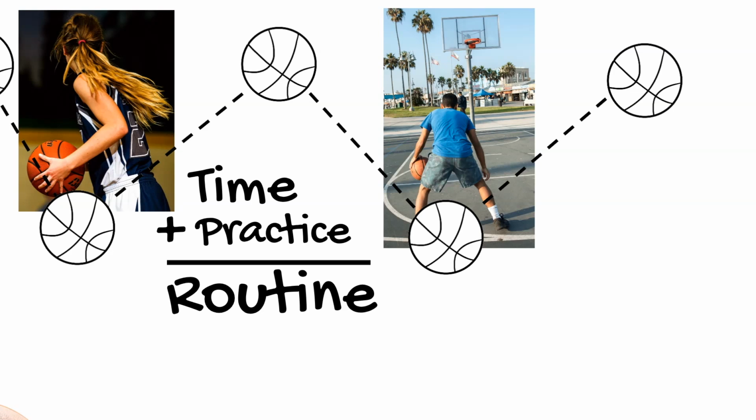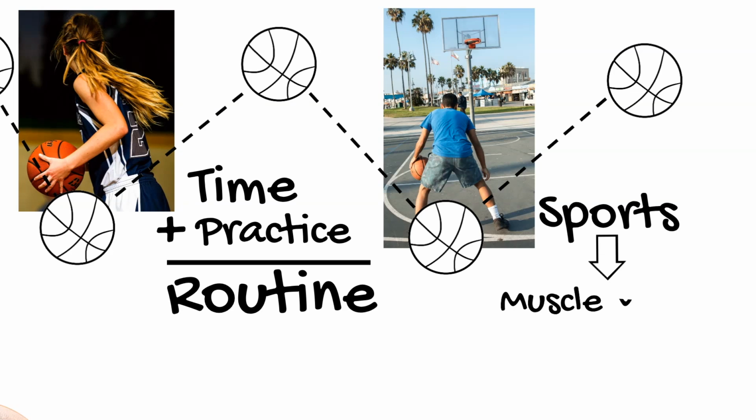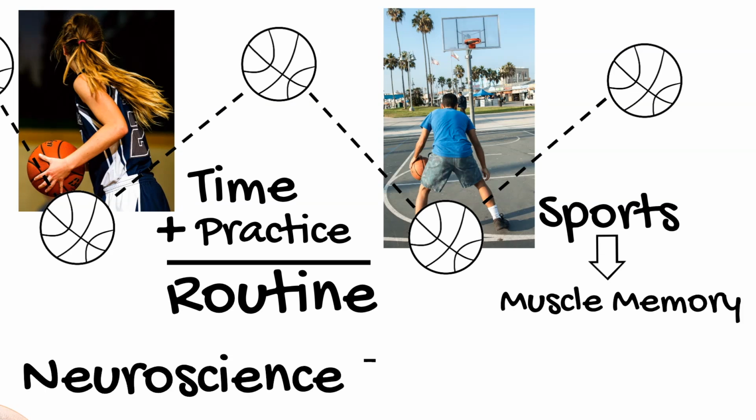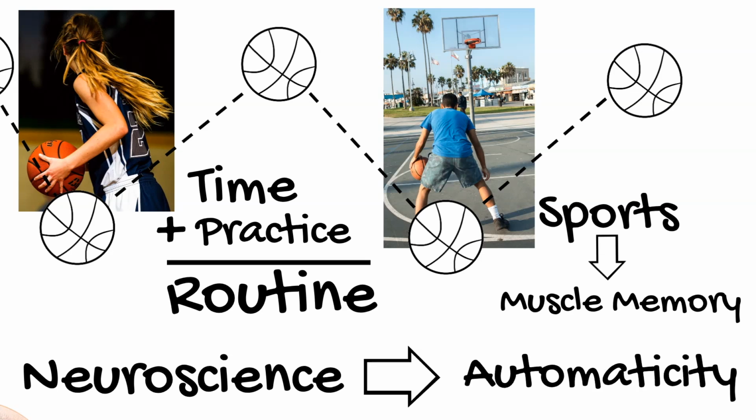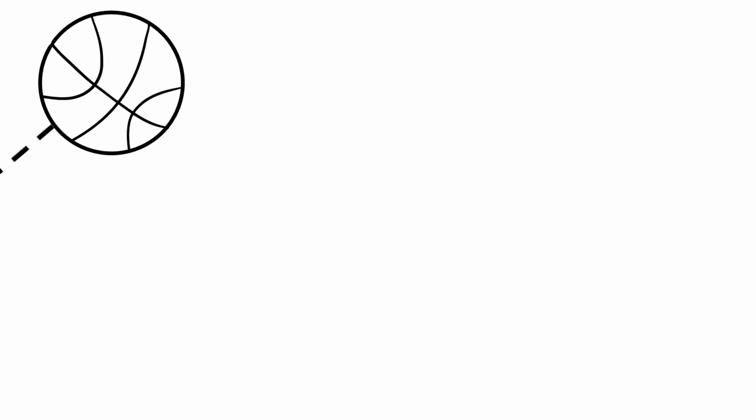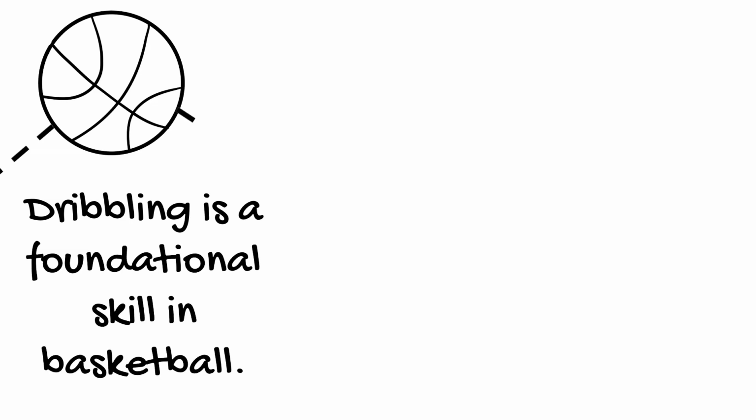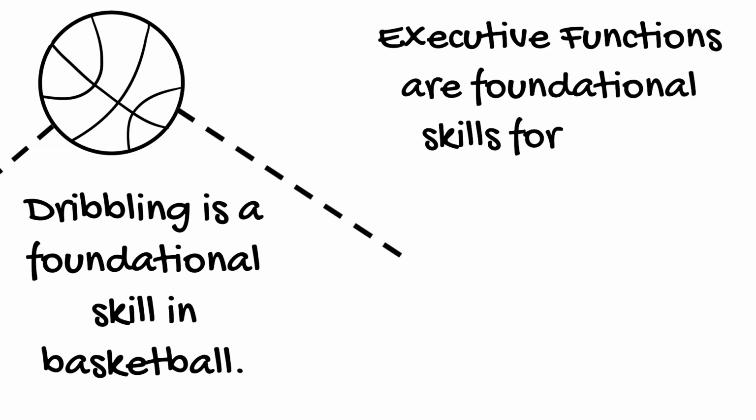When you get to this level in sports, it's often referred to as muscle memory. When you get really good at a mental skill, neuroscience refers to that phenomenon as automaticity. It just happens automatically. My point is this. In the same way that dribbling is a foundational skill in basketball, executive functions are foundational skills for school success.